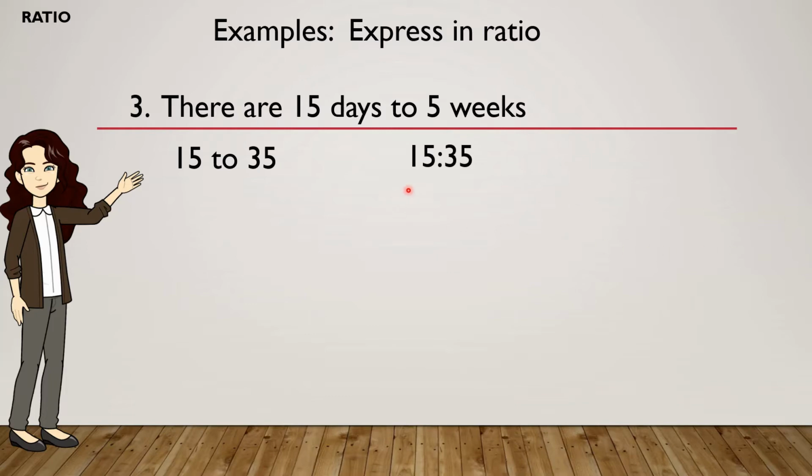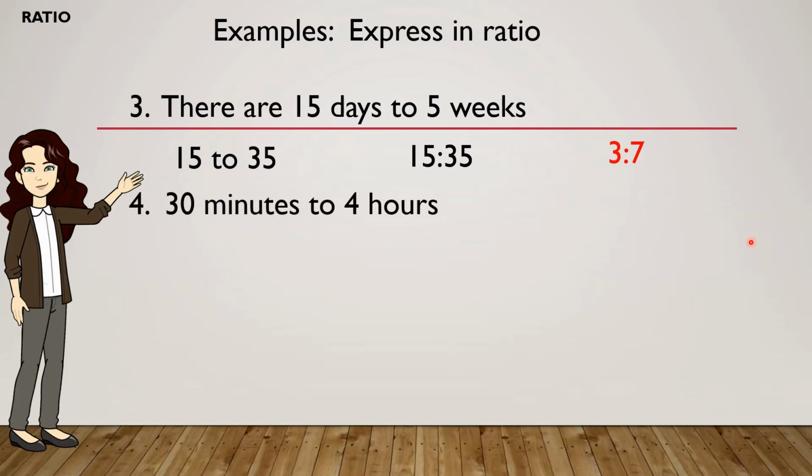Then, 15 can be written as 15 is to 35. Then, we will divide by 5. 15 divided by 5 is 3. Then, 35 divided by 5 is 7. So, our answer in ratio is 3:7.